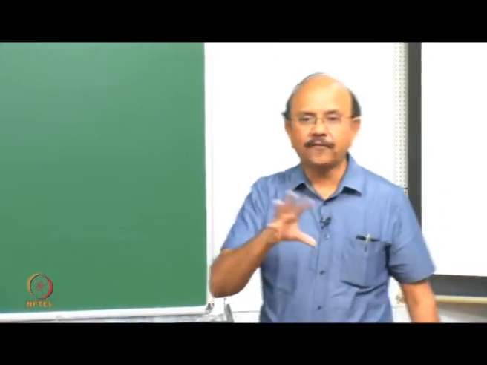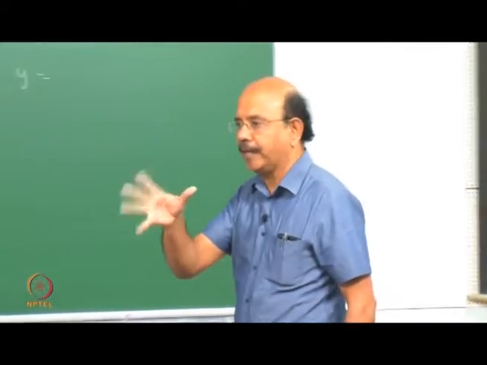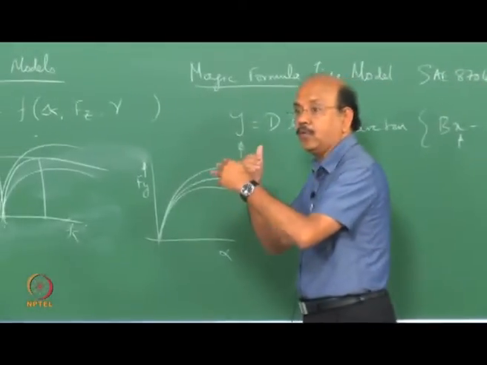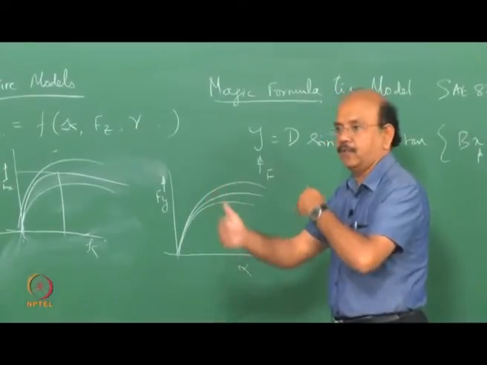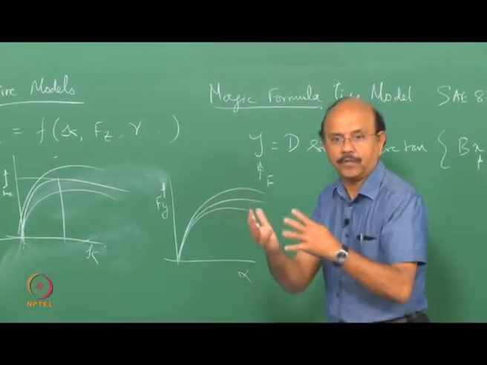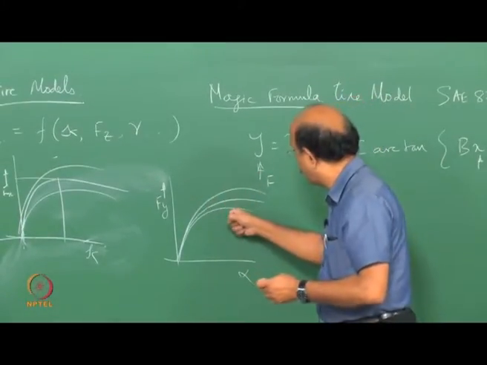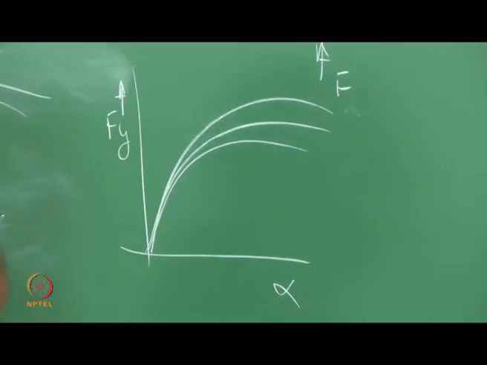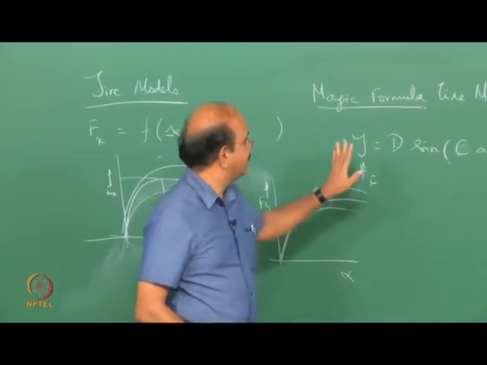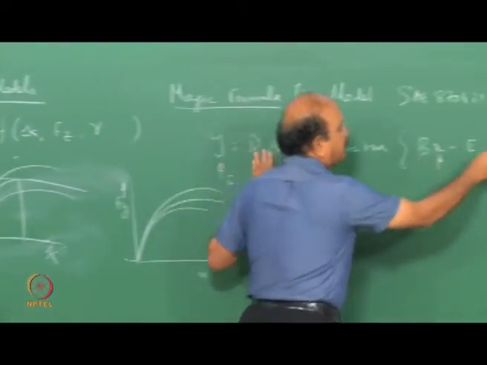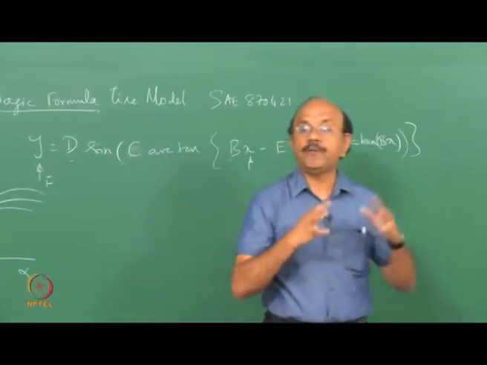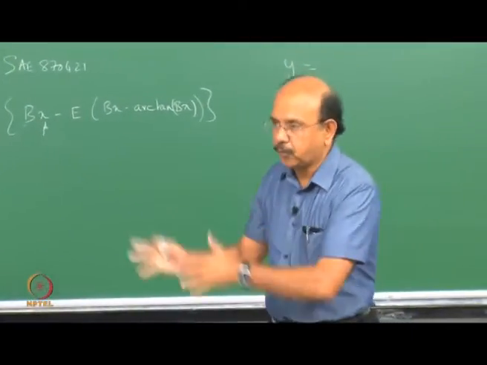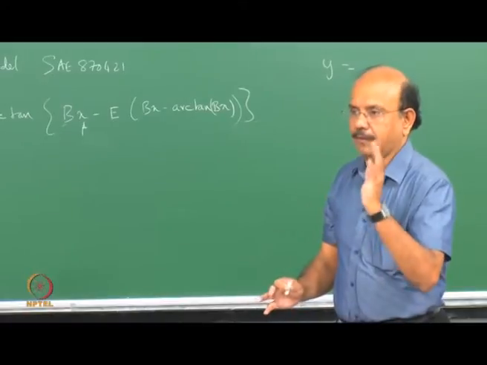So in other words, if I have to calculate Fx or Fy, then I should have an equation which would give me a new Fy or a new Fx because of the load transfer. I have to shift from one curve to the other curve when you have Fz. So in other words, this equation with D, C, B, E and so on should be a function of Fz, and that's what we are going to see.